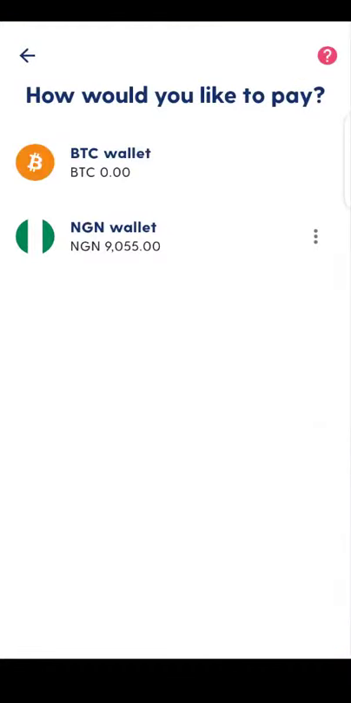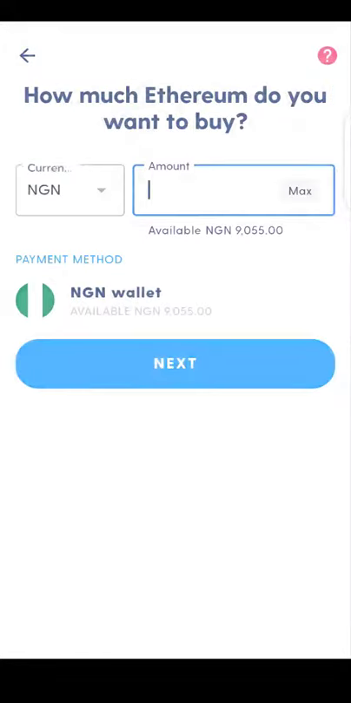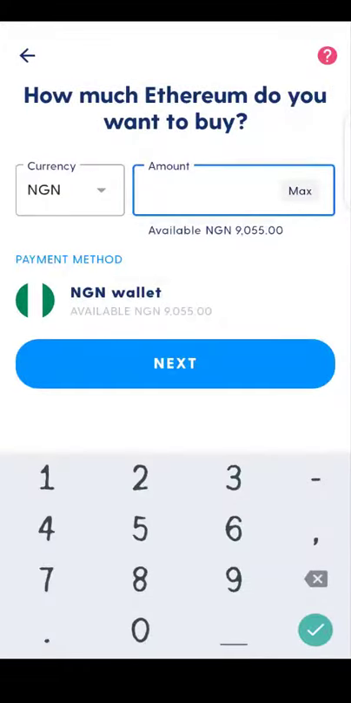So click on buy. What are you buying Ethereum with? Are you buying Ethereum with BTC or your local currency wallet? So we are buying with our local currency wallet using Naira wallet. So click on Naira wallet. How much are you buying? We're going to buy max. So we are buying max.